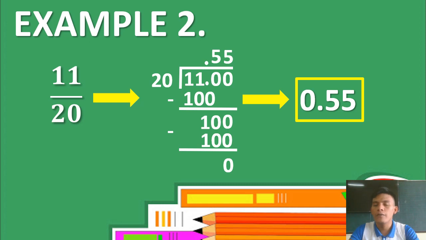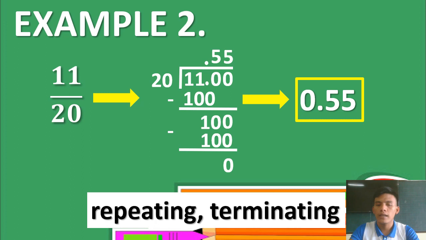As you can see in our final answer, 5 is repeated. That's right, it's a repeating number. And it is also terminating because the decimal number has an end. That's why it's terminating.